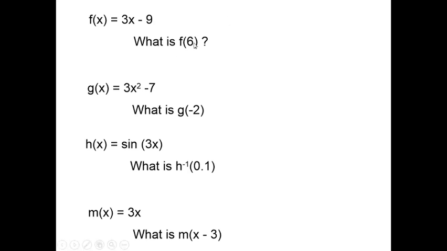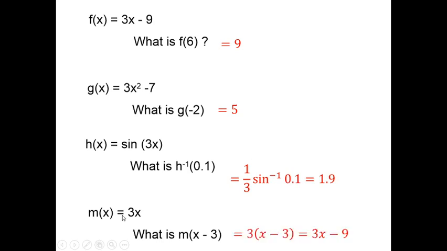Okay, so now we're going to look at substituting. So here f of 6 just means the value of x is 6. In this case it's 9. Here, minus 2, it's 5. Here this is the inverse function. Again, you won't get one that's difficult. The inverse function of sine of 3x is a third sine to the minus 1, which states the inverse of sine 0.1, which in this case is 1.9. And 3x, if mx is 3x, then for x minus 3, I change this x to x minus 3, so instead of 3 times x, it becomes 3 times x minus 3, which is 3x minus 9.